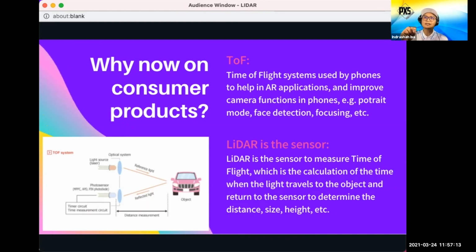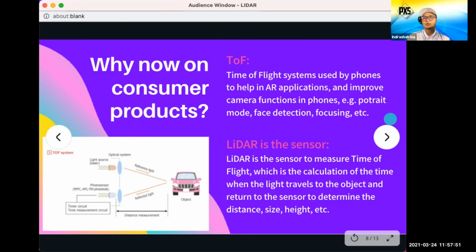So LiDAR is the sensor for this TOF system. That's why it's now on your phones. LiDAR is the sensor that measures this time of flight, which determines the distance and size of the items in front of it.